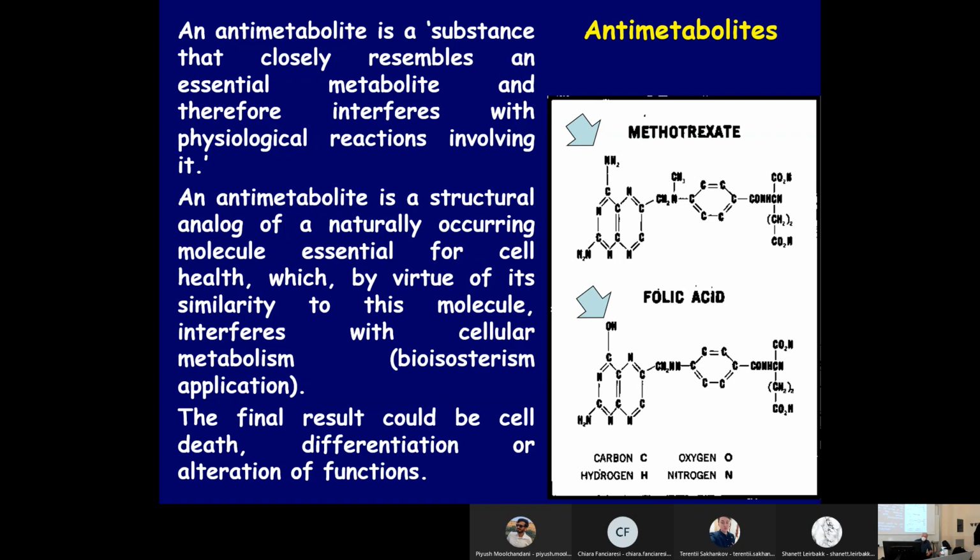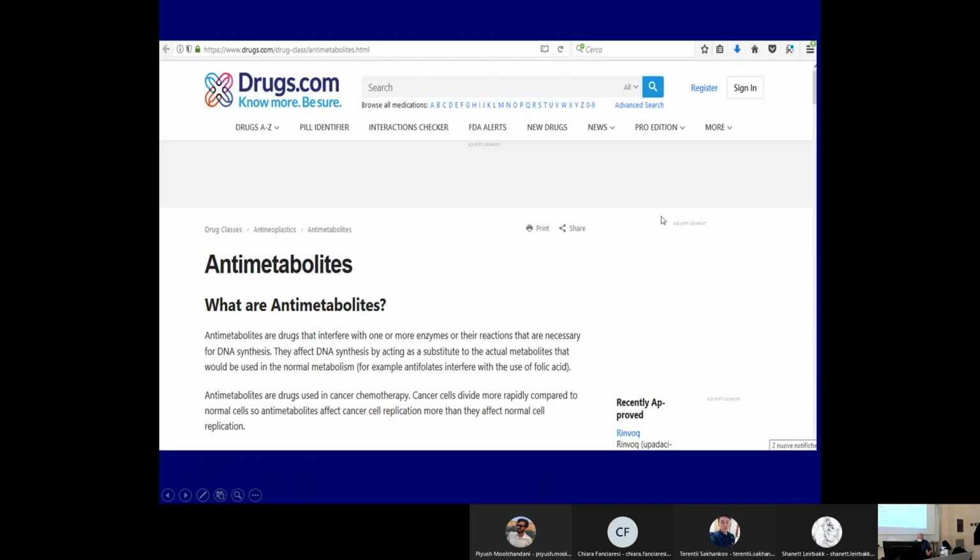We'll see the activity of methotrexate as anti-cancer, but now it is important that you understand that it's possible to introduce a small modification inside the chemical structure of a substrate in order to have an antimetabolite. Here you can find the definition of the antimetabolites. Antimetabolites are drugs that interfere with one or more enzymes or their reactions that are necessary for DNA synthesis.